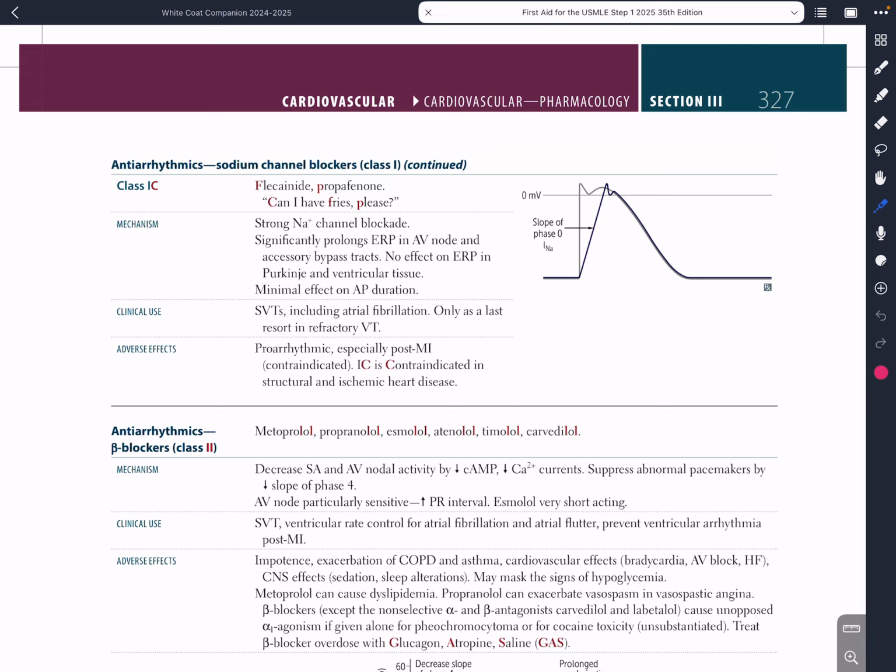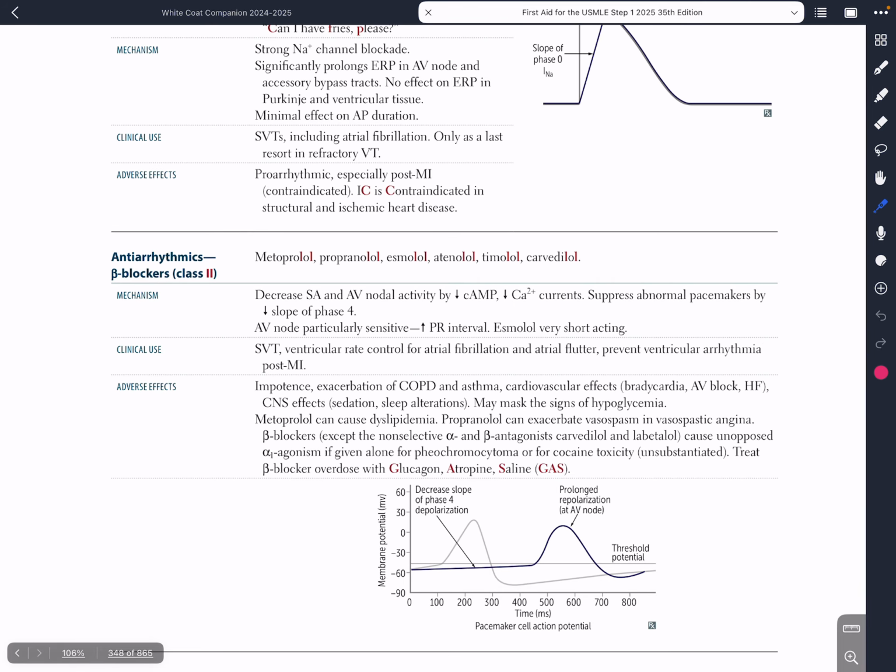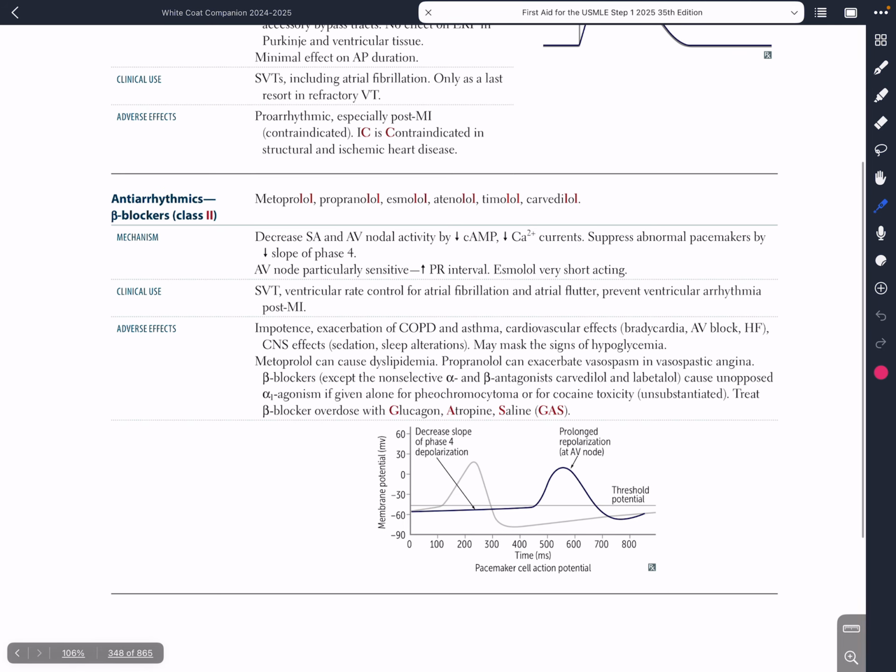Again, 1C is contraindicated in structural and ischemic heart disease. Structural heart disease, like somebody who underwent bypass grafting. Ischemic heart disease. Okay, so next class 2 antiarrhythmic are beta blockers.